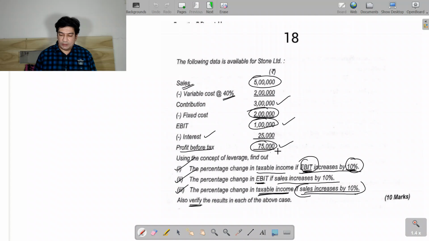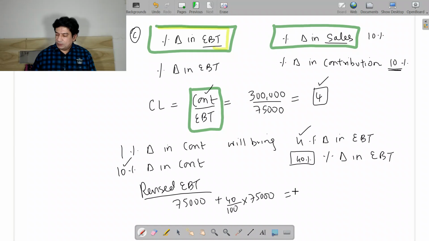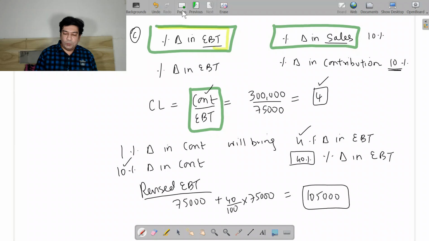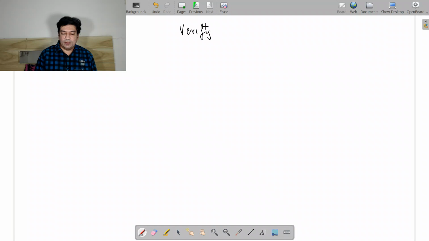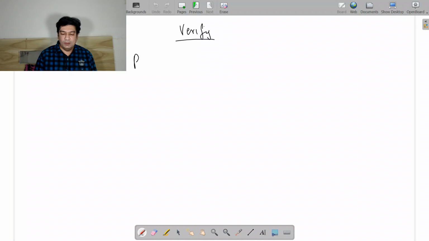So your revised EBT will be more by 40%. Your EBT is 75,000, so 75,000 plus 40% of 75,000 will be 1,05,000. So 1,05,000 will be your revised EBT. Now they have said that you have to verify it also. So let's verify it. Our question says that our sales have risen by 10%. So our revised sales is more by 10%.